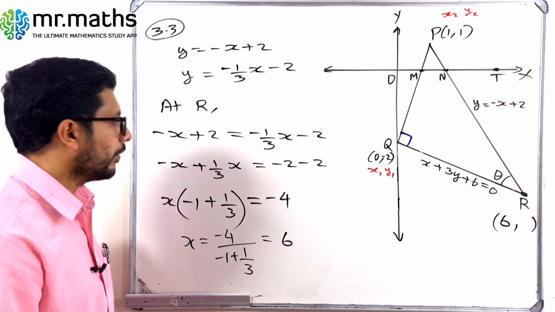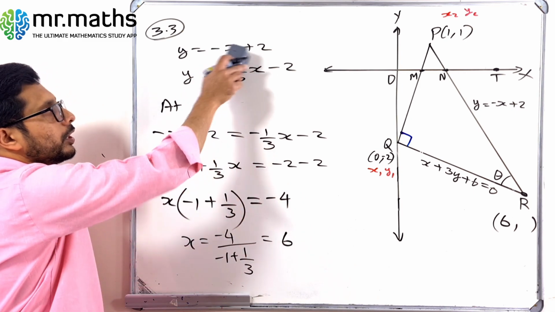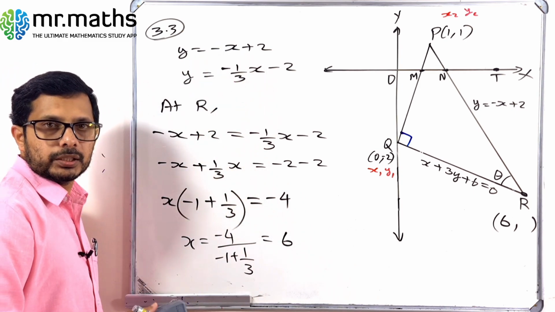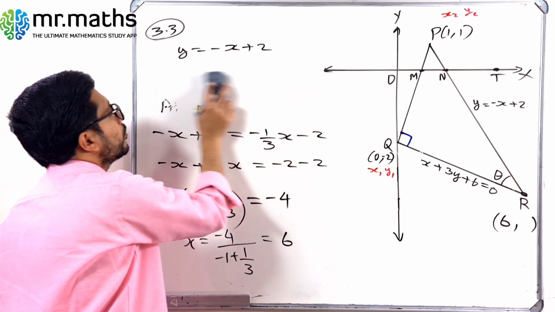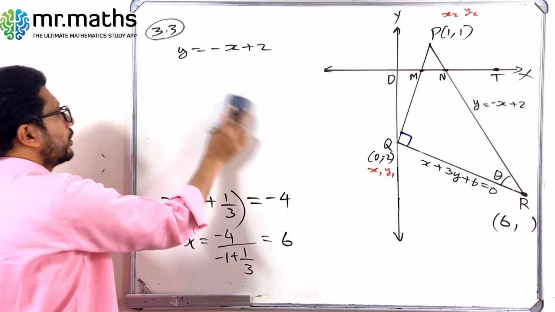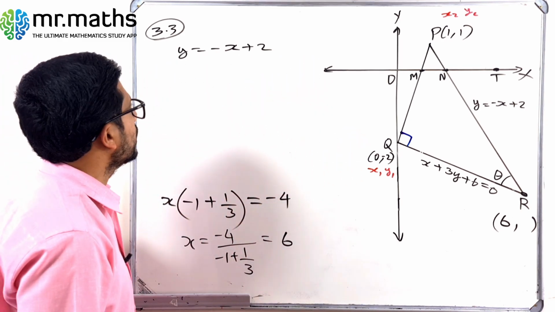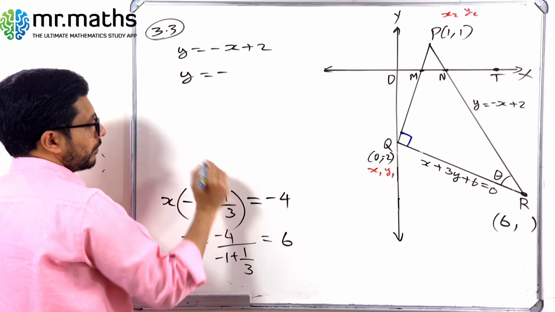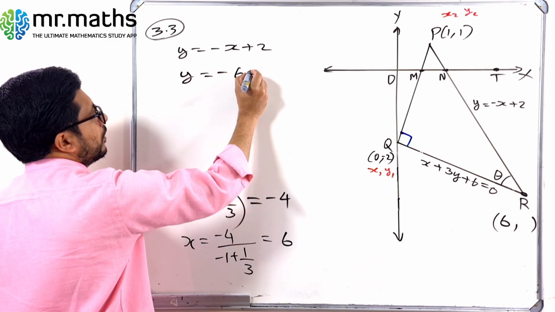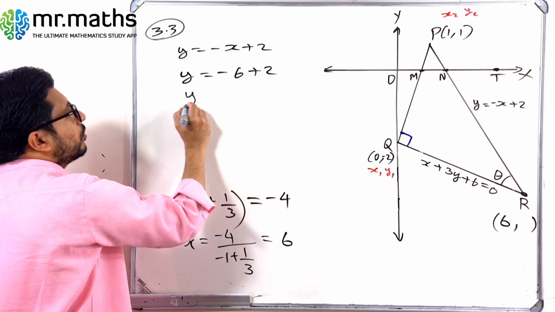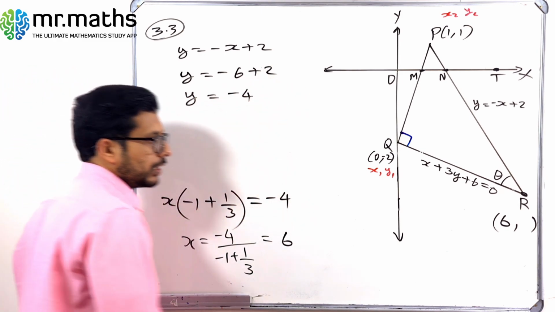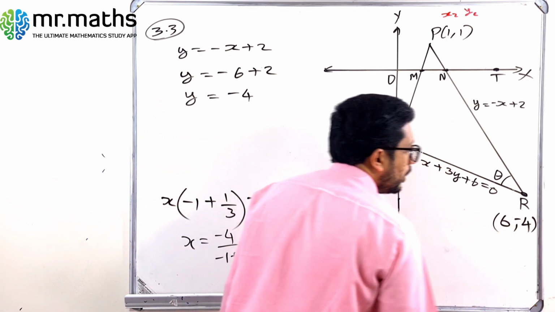So how can we find the value of y? We have to substitute in any one of these equations. I think the first equation is simpler, am I right? Okay, so we can substitute in this equation. So what is that one? y is equal to minus x plus 2. So y is equal to minus, what is x? 6, plus 2. So y is equal to minus 6 plus 2, which is minus 4. So it means that the y value is minus 4.